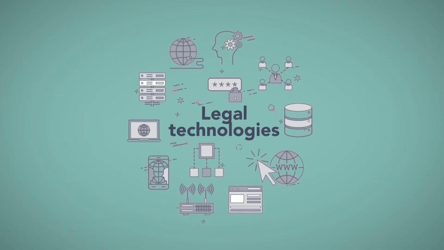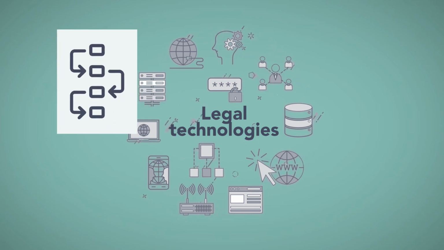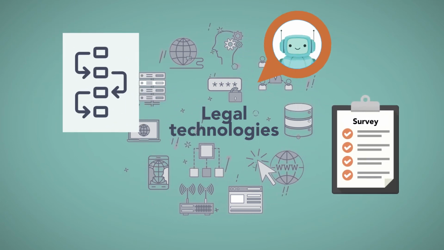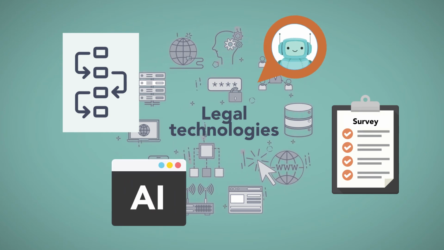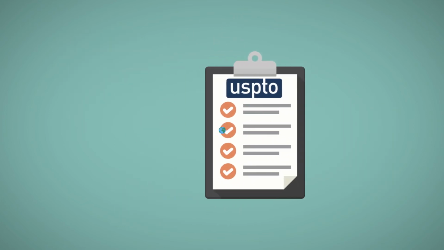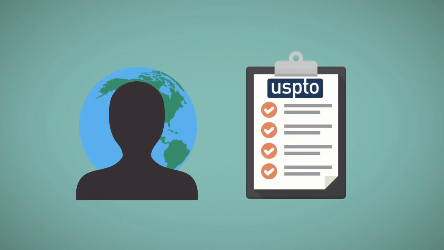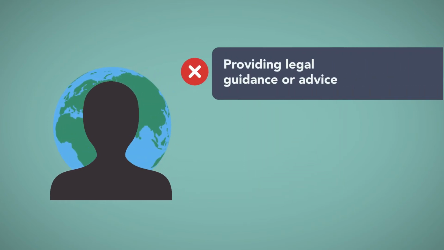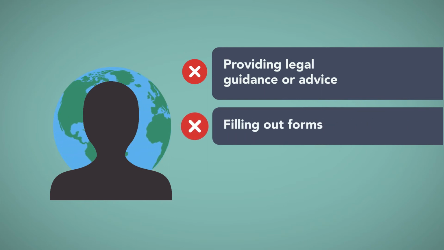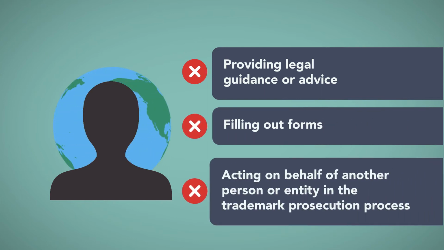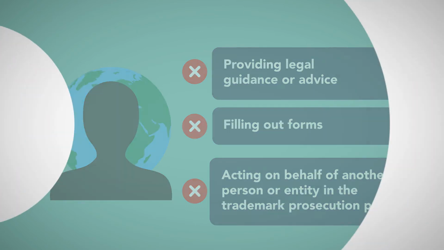Legal technologies that prepare trademark applications without the need for attorneys include guided forms or question-based surveys, chatbots, and artificial intelligence programs. Despite the rise in technology-assisted methods of filing, the USPTO's rules are clear that foreign attorneys working for companies that specialize in trademark filings are prohibited from providing legal guidance or advice, filling out forms, or acting on behalf of another person or entity in the trademark prosecution process.